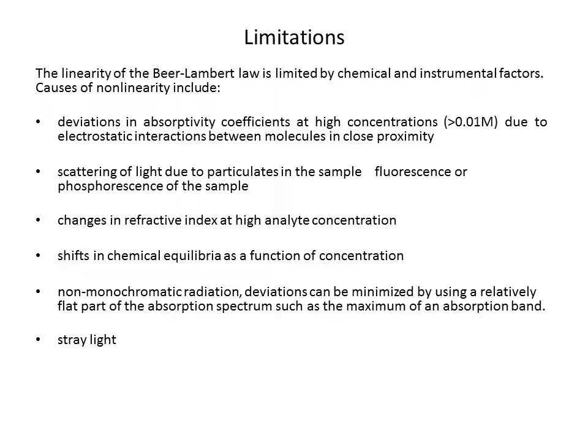The second point is scattering of light due to particulates in the sample. Fluorescence or phosphorescence of the sample is also a reason. Then changes in refractive index at high analyte concentration. Next is shifts in chemical equilibria as a function of concentration. Then the next is non-monochromatic radiation. Deviations can be minimized by using a relatively flat part of the absorption spectrum, such as the maximum of an absorption peak. And stray light is also a reason why Beer-Lambert's law becomes non-linear, so that we cannot use the Beer-Lambert law.